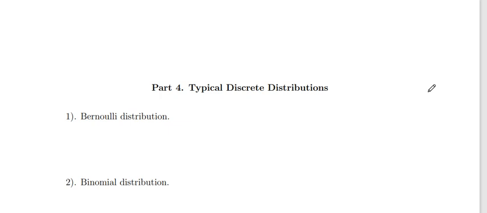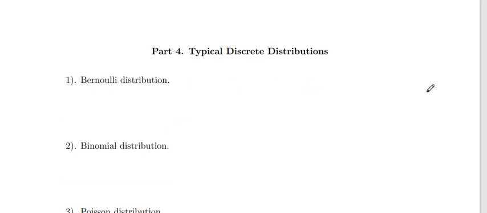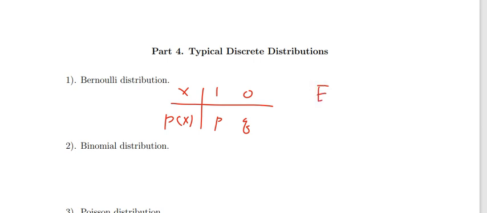Okay. So for typical discrete distribution, usually Bernoulli distribution, so 1-0 distribution. Yeah, 1-0 distribution, and the probability P, Q. So for 1-0 distribution, we have the mean expectation, mean is P, and variance is PQ.